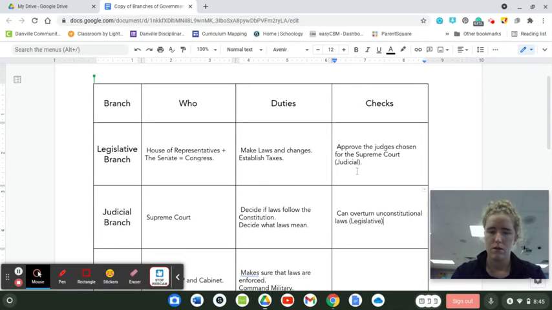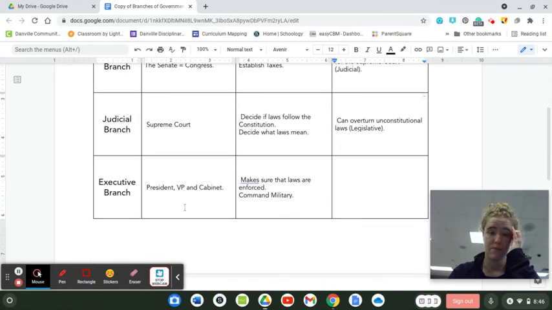So if you look, these guys are holding these guys accountable, and the legislative branch is holding them accountable. They have a partnership. Okay, same thing happens with the president. Okay. The executive branch can choose who is on the Supreme Court. They choose the justices on the Supreme Court, which is a fancy way to say the judges on the Supreme Court. Can choose Supreme Court justices. Okay, which is judicial.